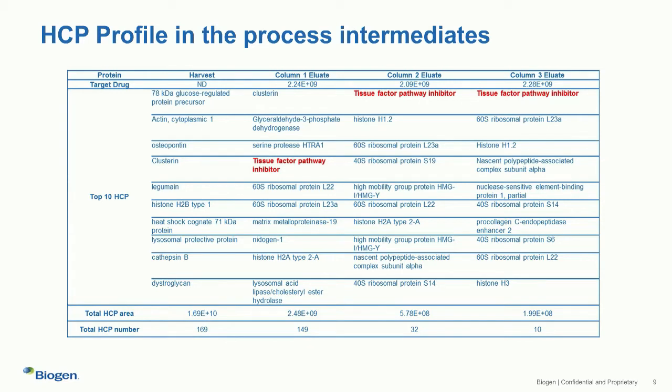So this slide summarizes the host cell protein identification information of 4 samples from the harvested cell culture fluid to the column 3 eluates. What we found is that a host cell protein called tissue factor pathway inhibitor, or TFPI, became the most abundant host cell protein in the column 2 and column 3 eluates. And in the column 3 eluate, altogether we can identify 10 host cell proteins.